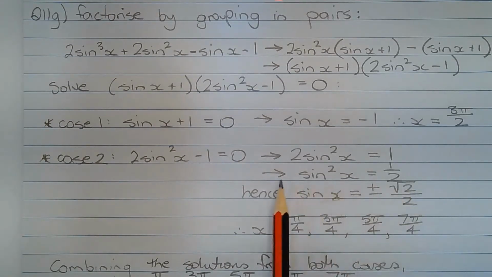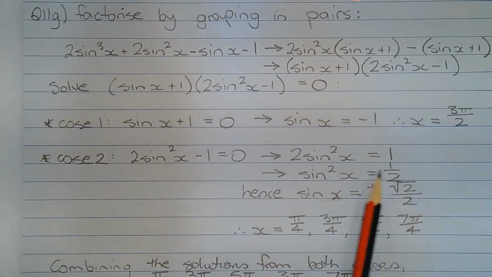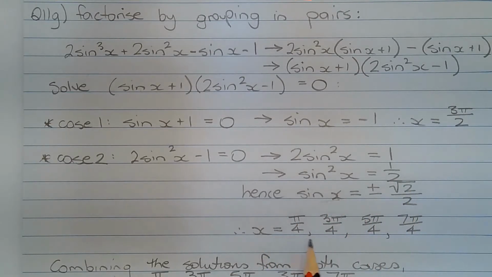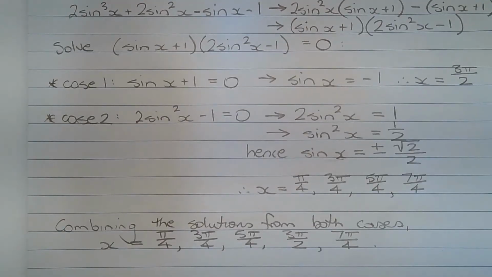So this means that there are going to be 4 angles. So we're going to have an angle in each quadrant. So when sine x is equal to positive root 2 on 2, that's quadrants 1 and 2, so x equals pi over 4 and 3 pi over 4. And when sine x is equal to negative root 2 over 2, x equals 5 pi over 4 or 7 pi over 4. Combining the solutions from both cases, we have x is equal to pi over 4, 3 pi over 4, 5 pi over 4, 3 pi over 2, and 7 pi over 4.